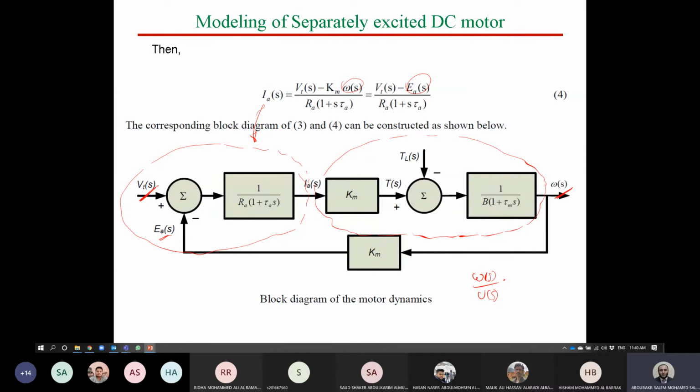Any questions up till this part? Up till this part, everything is clear? Good.